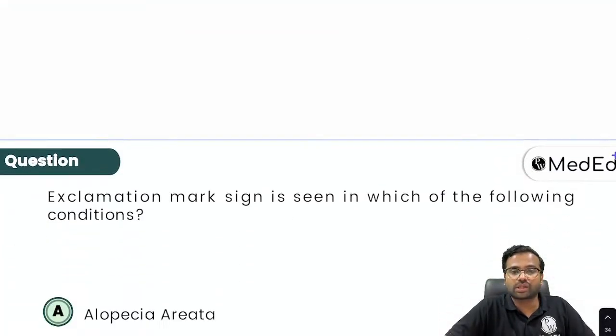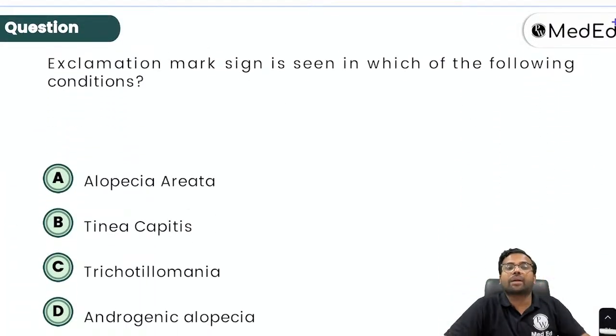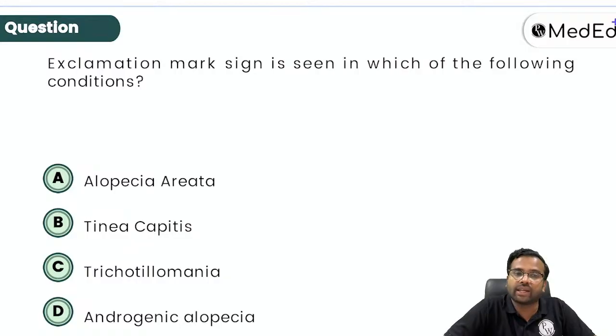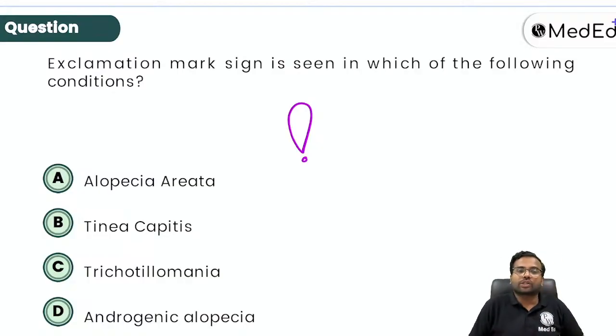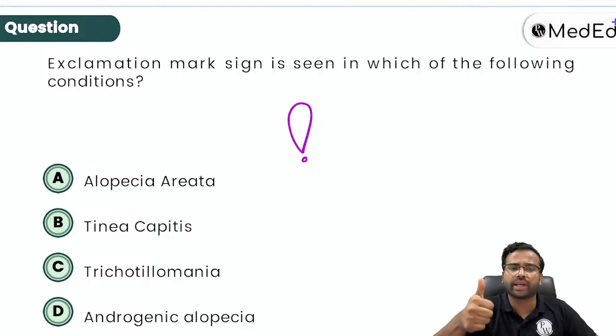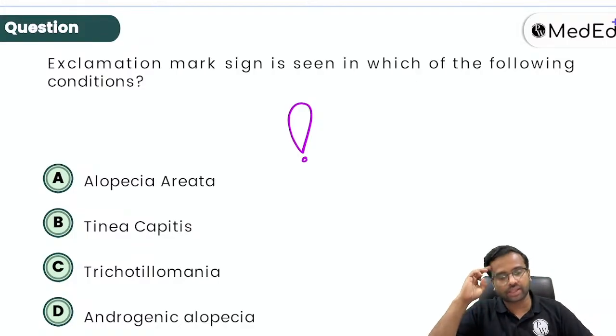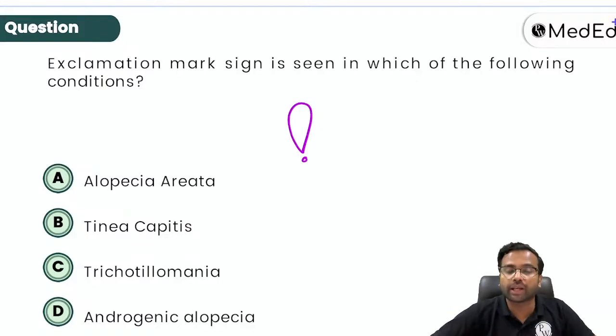So now let's go to the next one. Exclamation mark sign is seen in which of the following conditions? So where do you see an exclamation mark sign? Exclamation mark is something like this, right? So in which disease do you find them? The options are alopecia areata, tinea capitis, trichotillomania, androgenic alopecia.